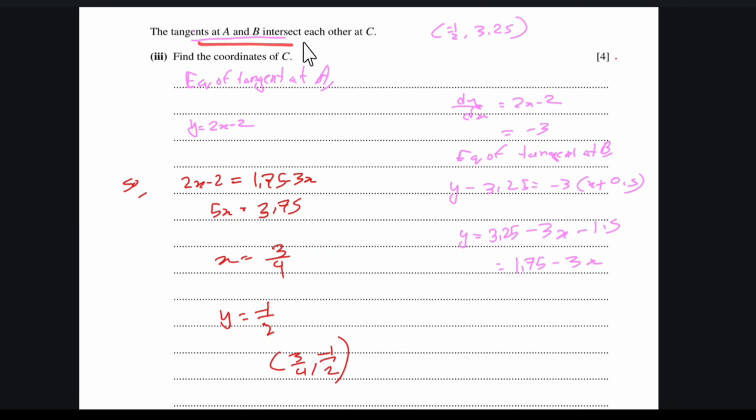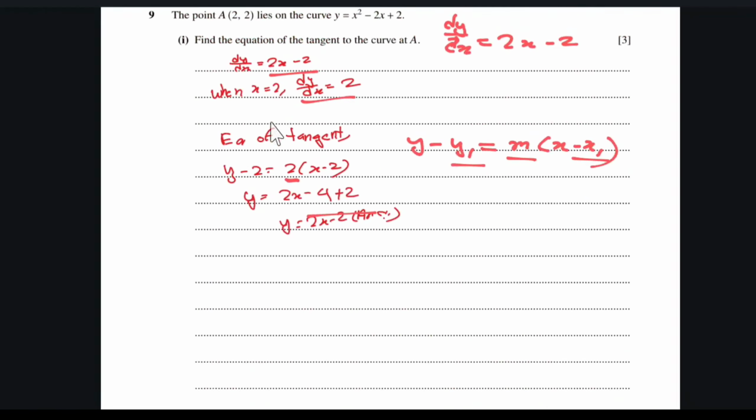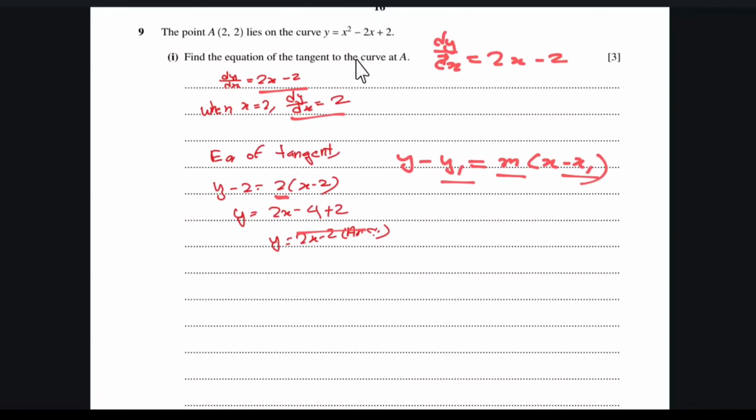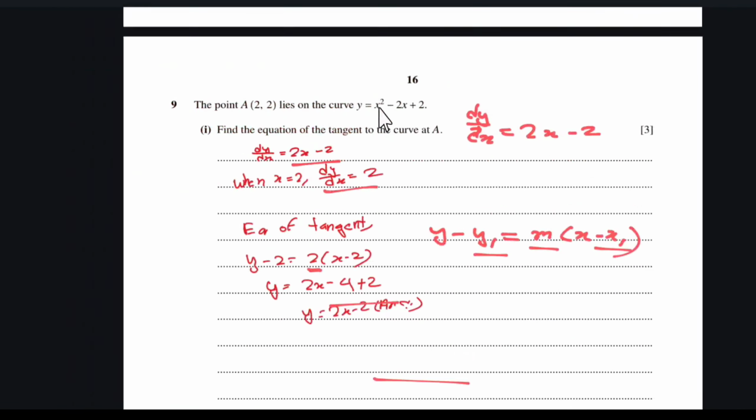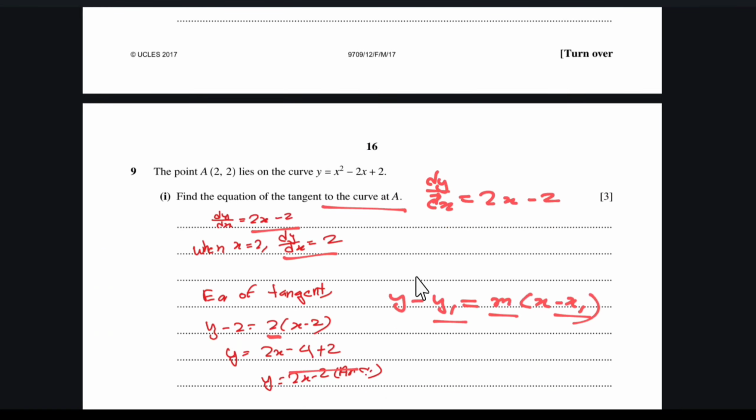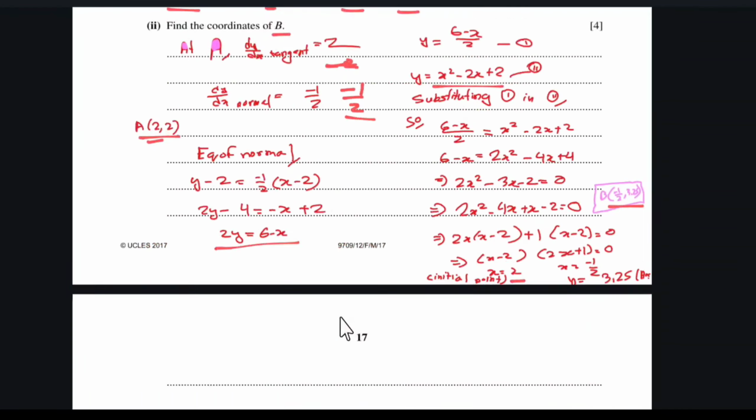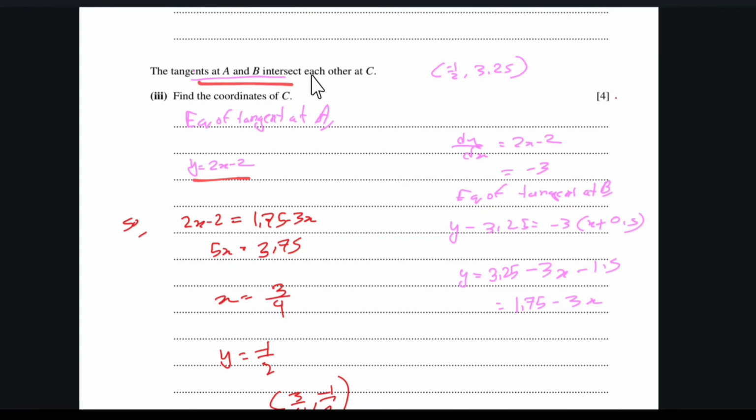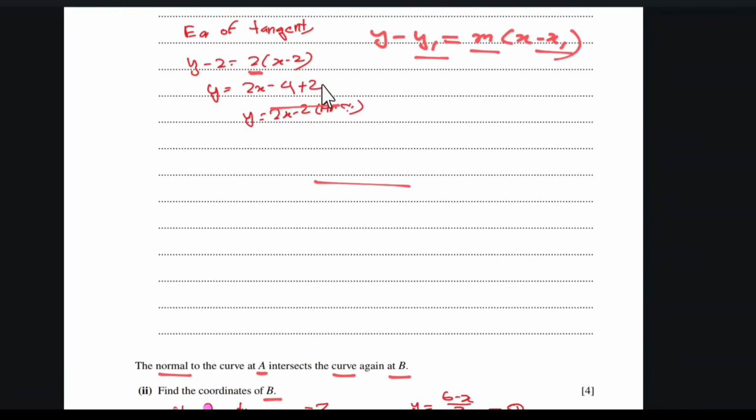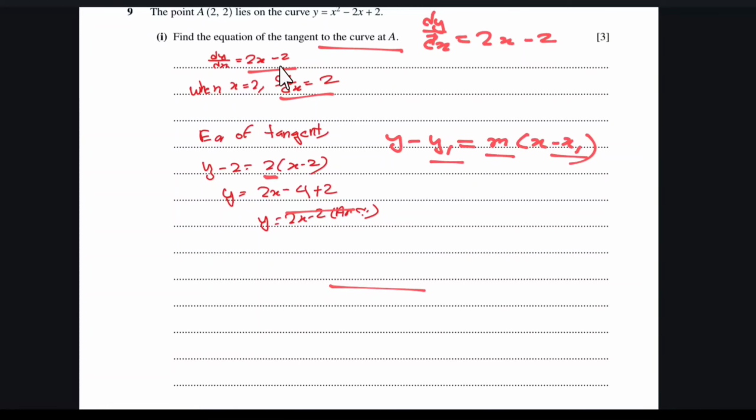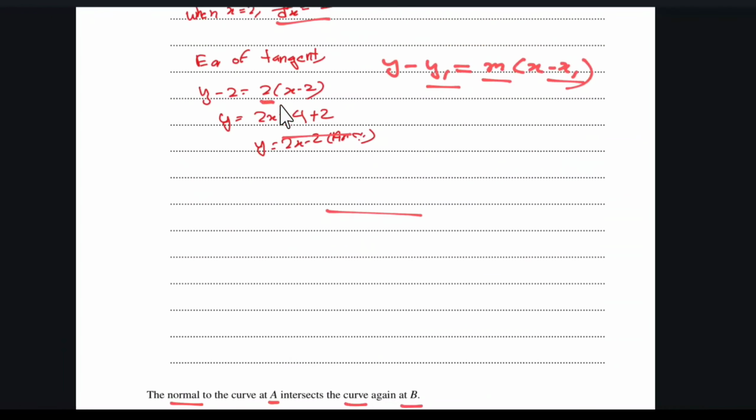Since the tangents at A and B intersect, the equation of tangent at A that we have found earlier is y is equal to 2x. Then the equation of the tangent at B would be, we know the coordinates of B and the expression for dy by dx, since these two points lie on the curve, and we know that the gradient of the curve is 2x minus 2. So the gradient is 2x minus 2.